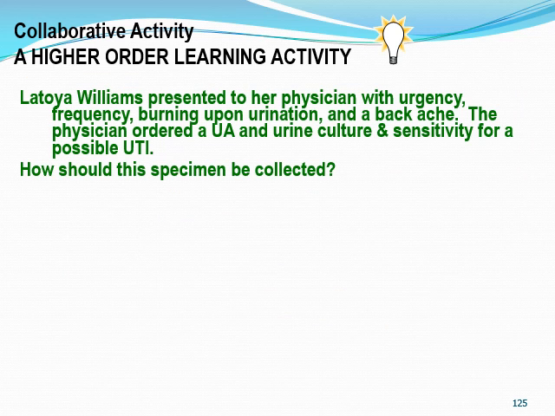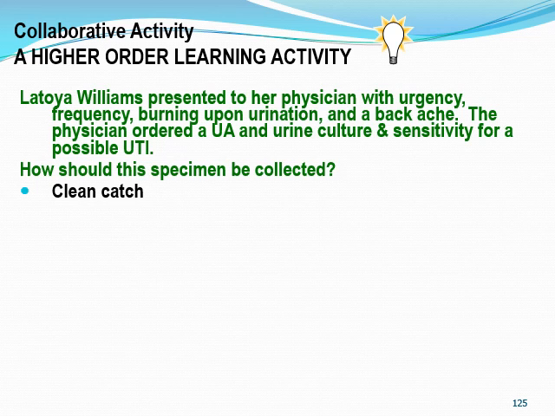So here's another one of our higher learning activities. You can pause this video, and I'm going to sit here and go over this with you. LaToya Williams presents to your physician's office. She has urgency, frequency, and burning upon urination, and she has a backache. The physician orders a UA and a culture and sensitivity for a possible UTI. How should this specimen be collected?